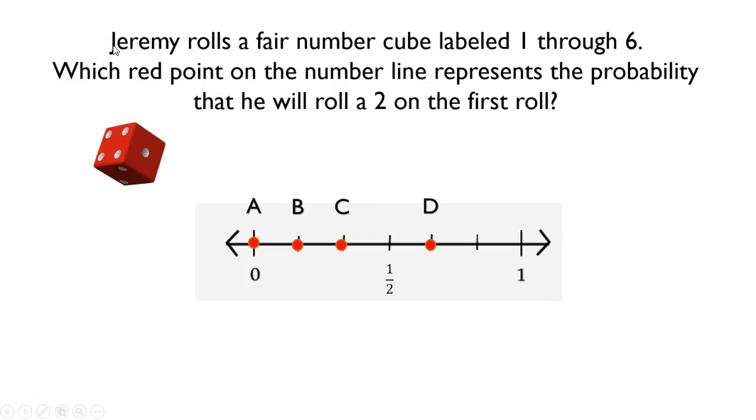Jeremy rolls a fair number cube labeled 1 through 6. Which red point on the number line below represents the probability that he will roll a 2 on the first roll? Would it be A, B, C, or D? Where is a good place on the number line for that probability that he will roll a 2 on the first roll?